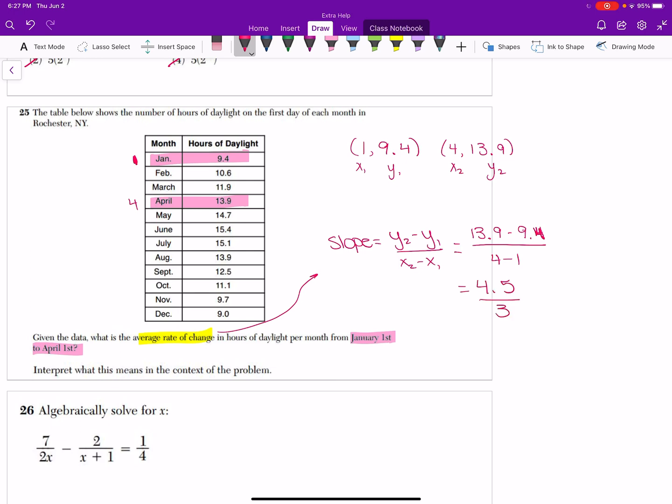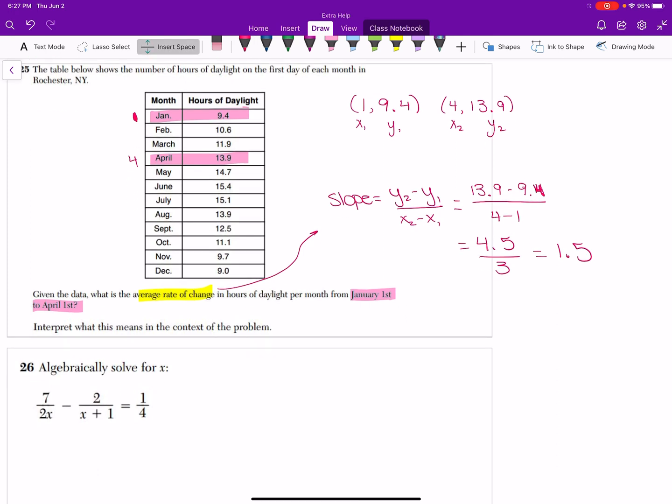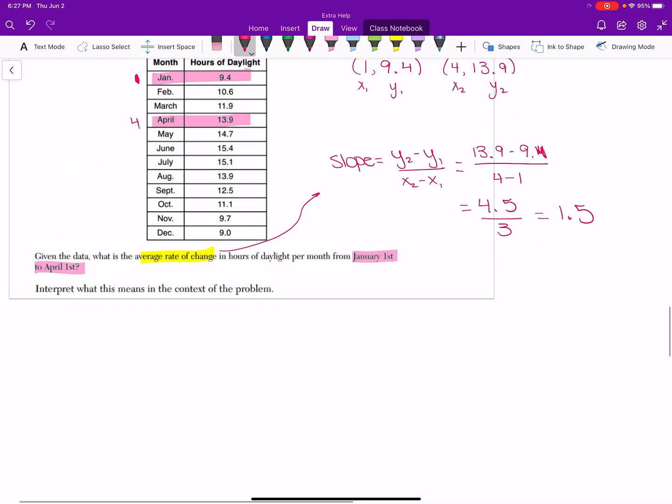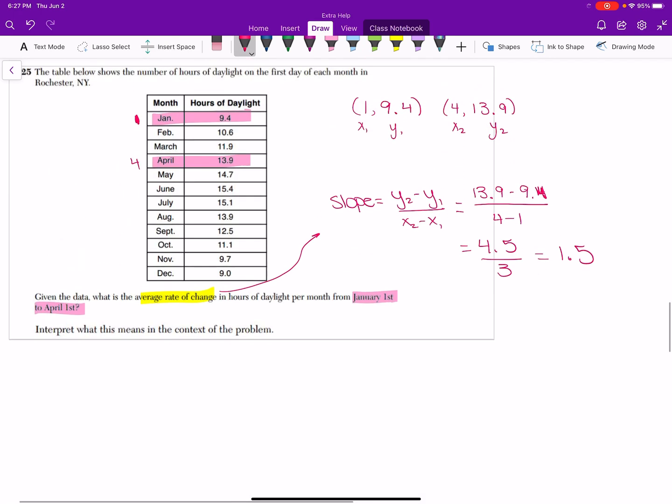If you're doing it in pieces, you get 4.5 over 3, and everyone in the end should get 1.5 as their average rate of change. Second part to the question, interpret what this means in the context of the problem. This is the third one we have done in the last week and a half that has done this with our slope formula, where it wants you to interpret it afterwards.